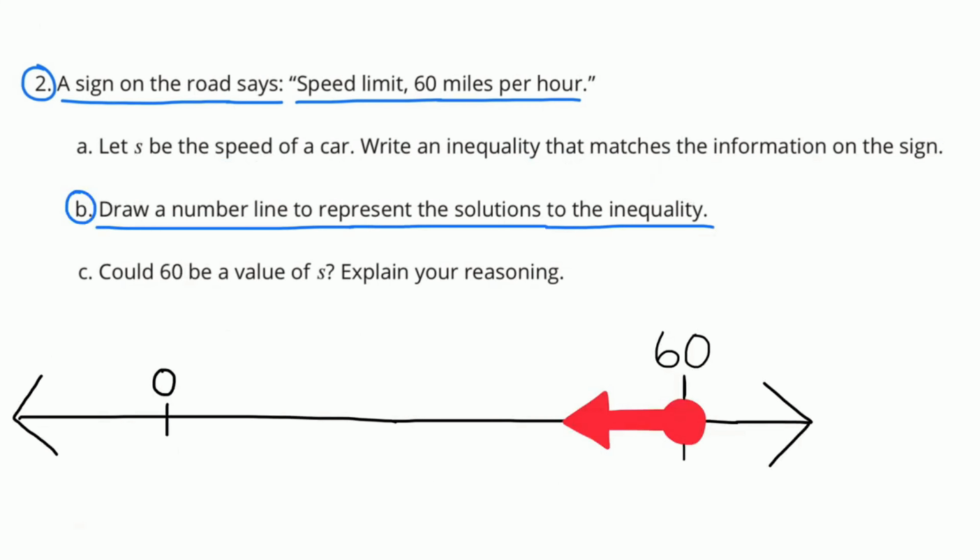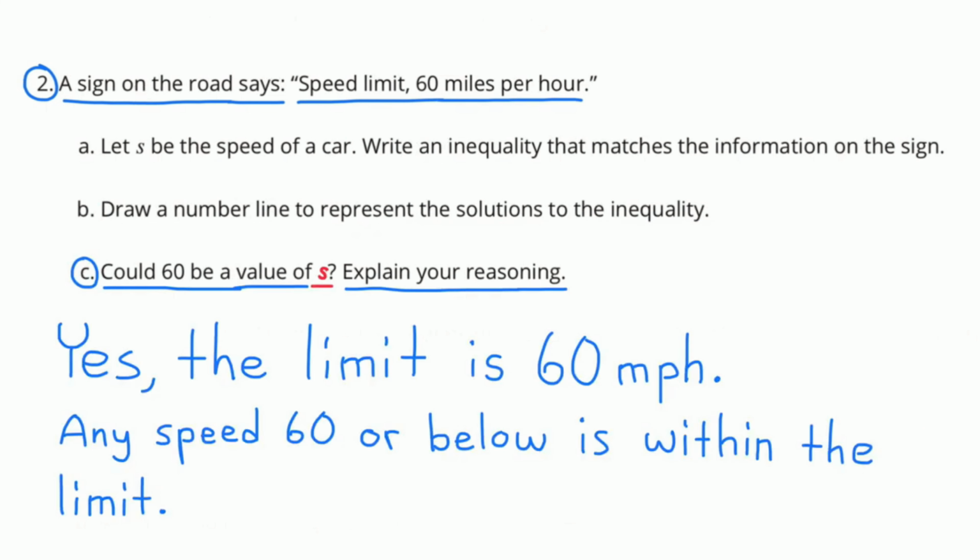B. Draw a number line to represent the solutions to the inequality. I drew my number line, and I have a colored in point or a closed circle underneath 60 with my arrow pointing to the left. C. Could 60 be a value of S? Explain your reasoning. Yes, the limit is 60 miles per hour. Any speed 60 miles per hour or below is within the limit.